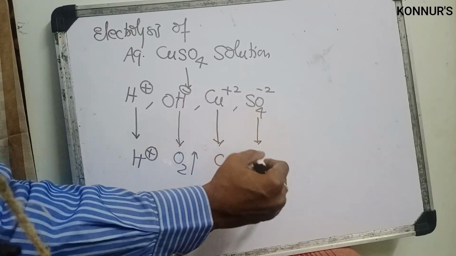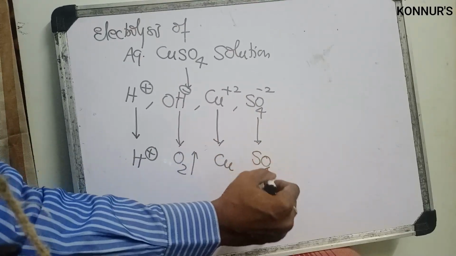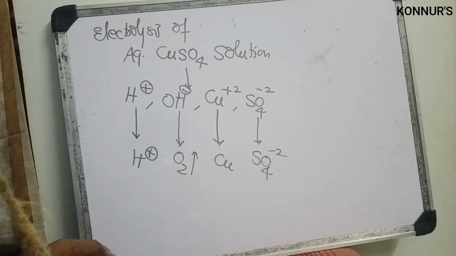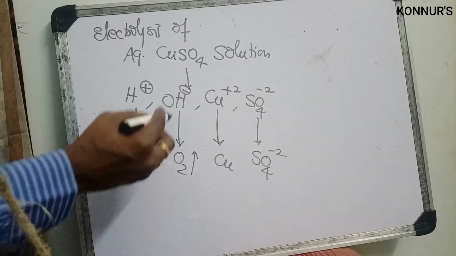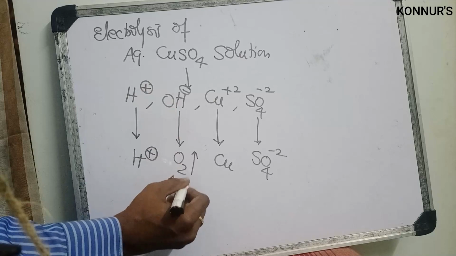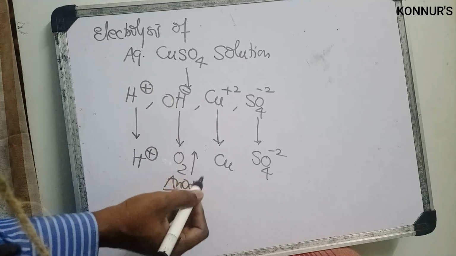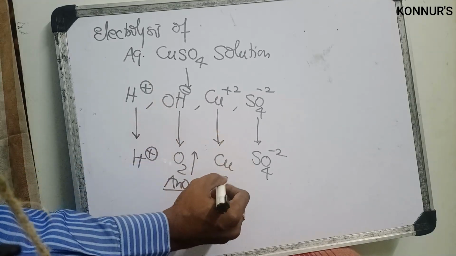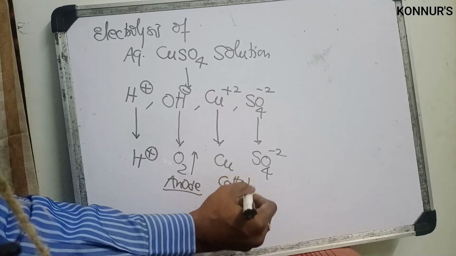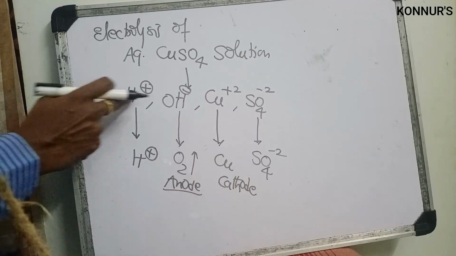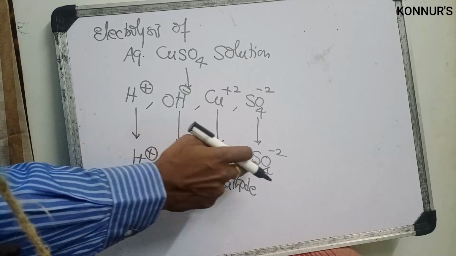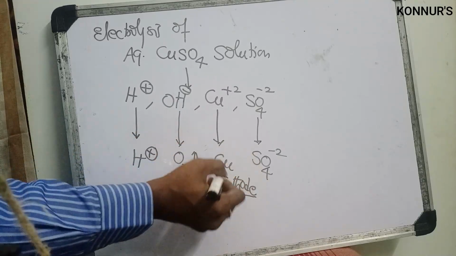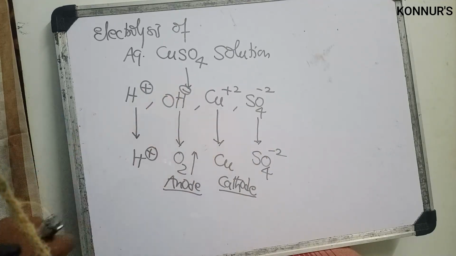Next, H2SO4. That is, SO4 stays as it is, SO4 minus 2. So that means at anode oxygen is coming outside. At cathode copper is deposited. This is before electrolysis, this is after electrolysis. Which is liberated, which is deposited, those are also questions.